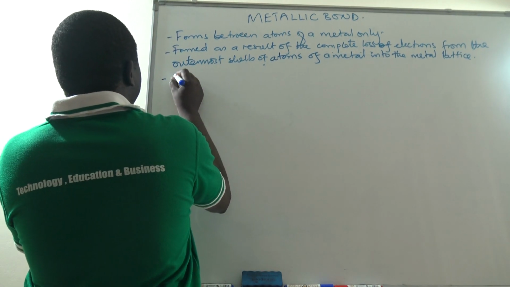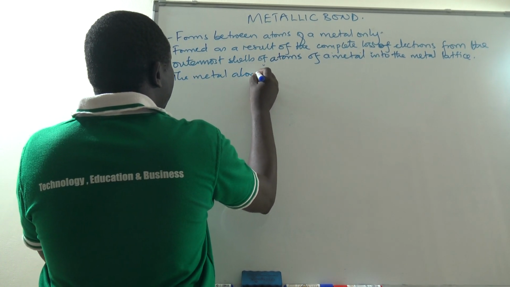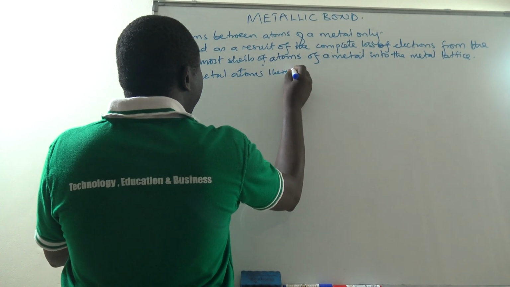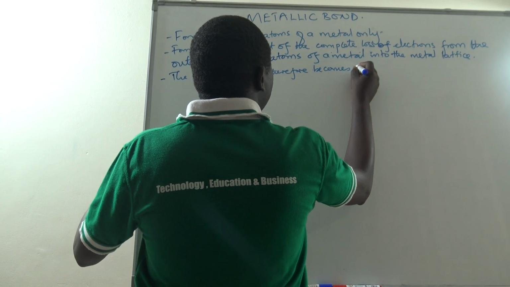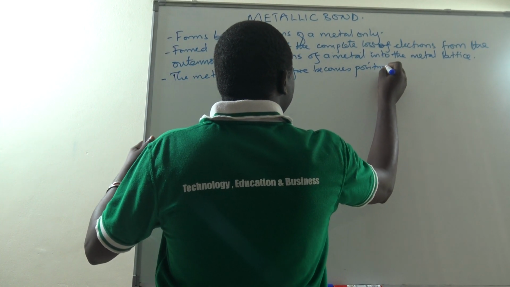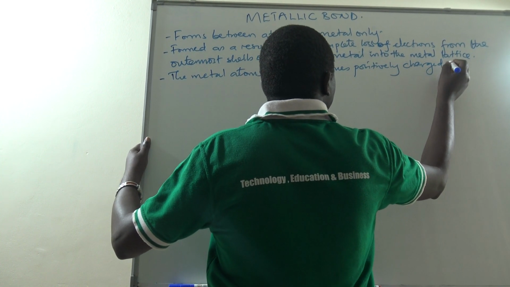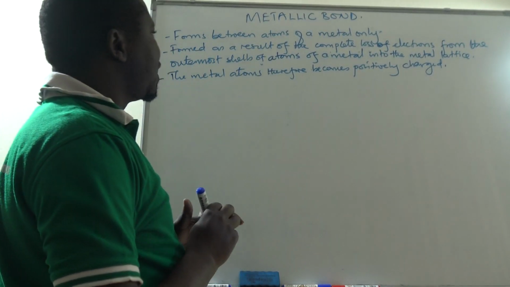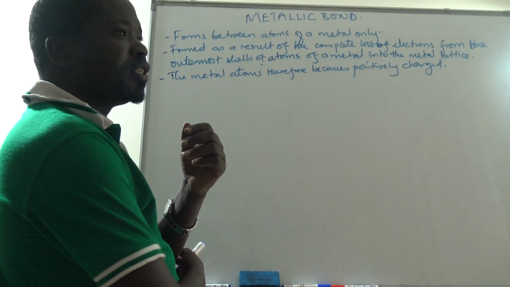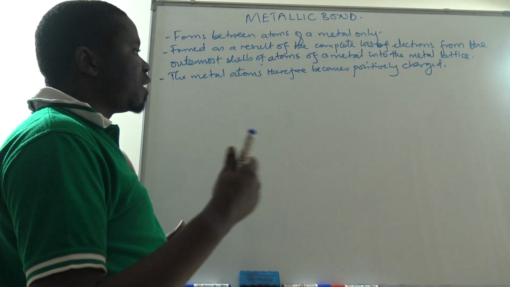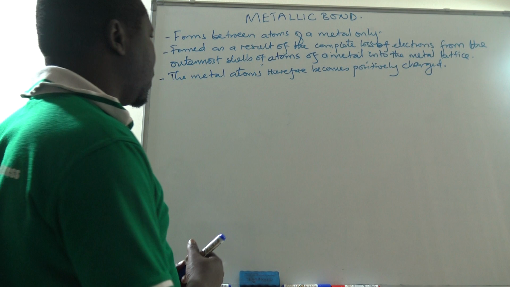So what happens next is that the metal atoms therefore become positively charged. So when these metal atoms lose electrons, they become positively charged, with the number of positive charges depending on the number of electrons lost from the outermost shells of those atoms of the metal.